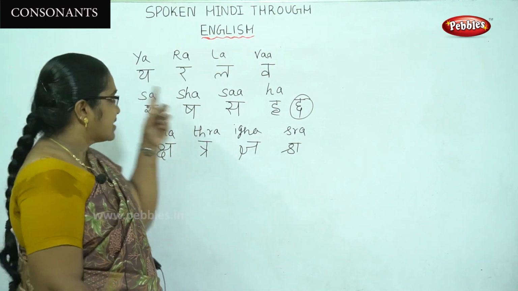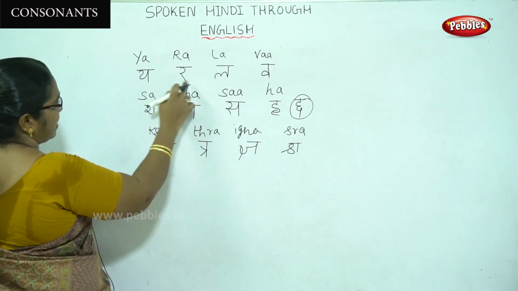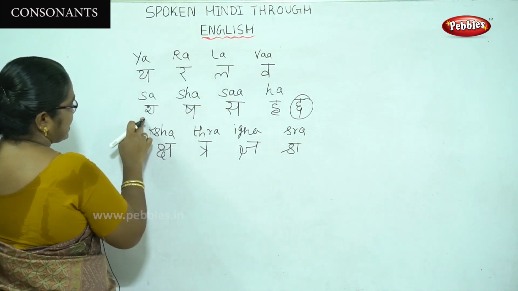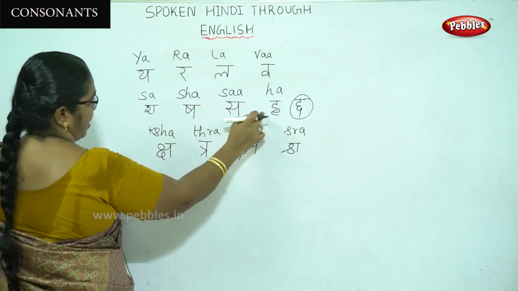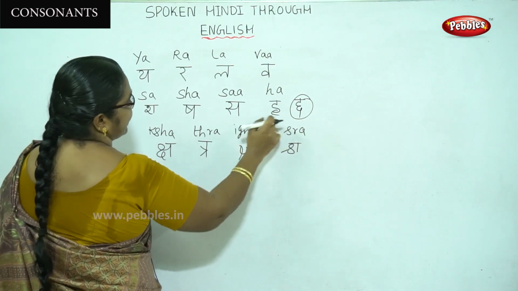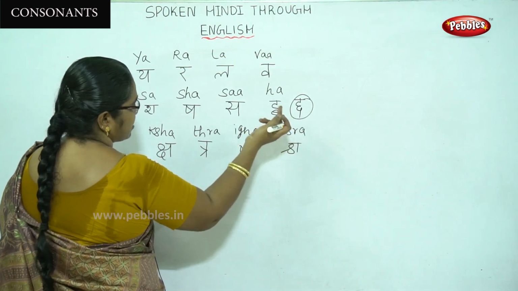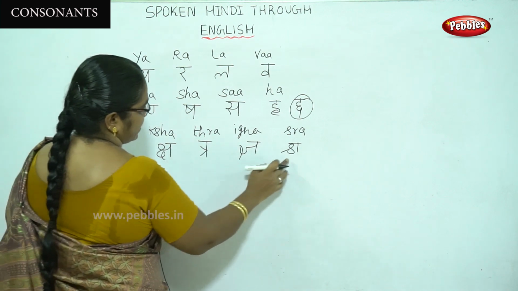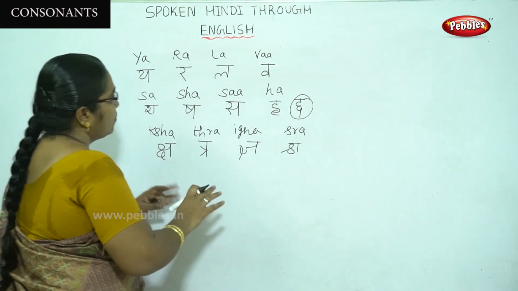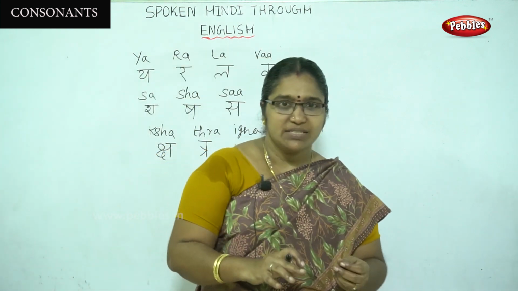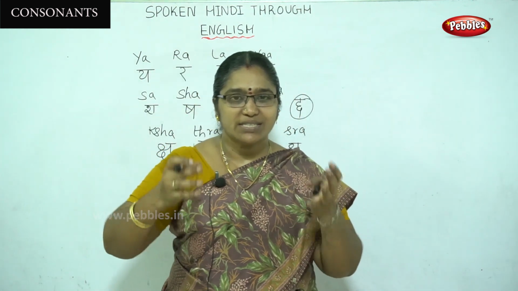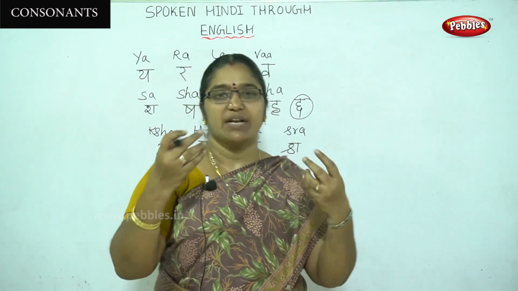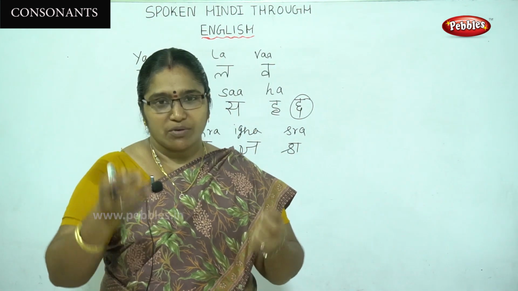Okay, the last 3 lines are ya, ra, la, va. Then sa, sha, sa, ha. Ha, we can write in these 2 types. We can choose any one. Okay, ksha, tra, gya, sra. Okay, now we can conclude the Vyanjans. For that we have to learn it clearly and speak loudly. We have to pronounce it.